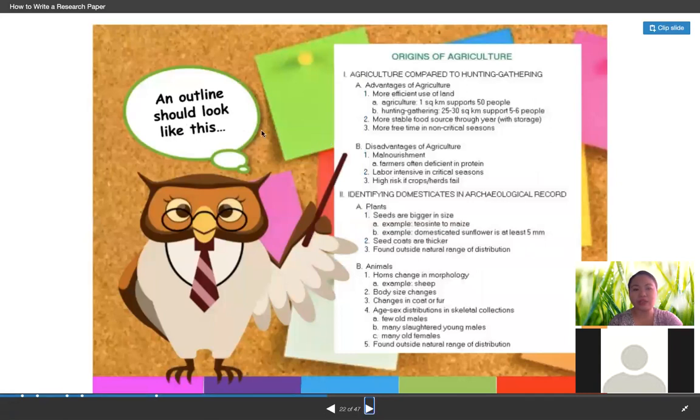So this is an outline example, no? Like the origins of agriculture. So ang kanyang first chapter is agriculture compared to hunting gathering. So meron siyang advantages of agriculture, disadvantages, and which outlines the following. And identifying domestic case in archaeological record. So this is just an example.